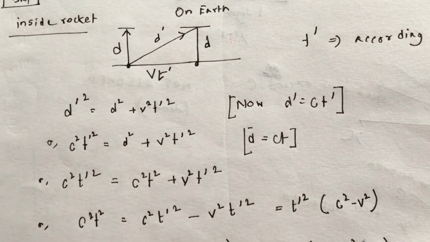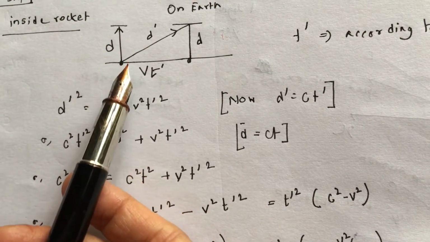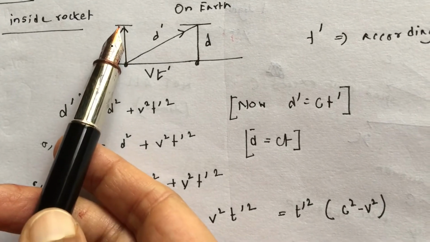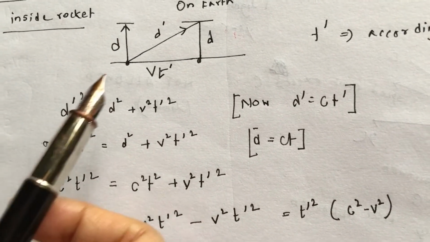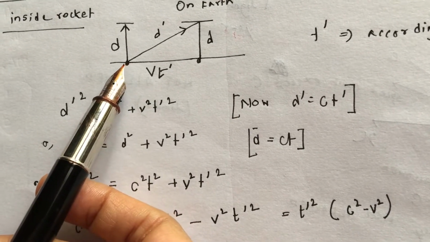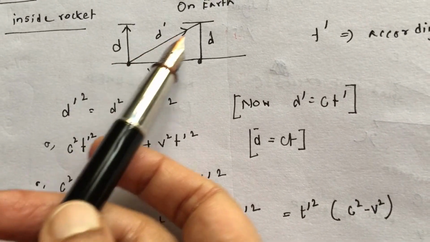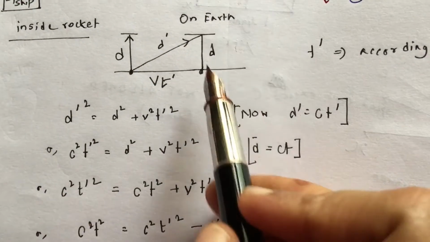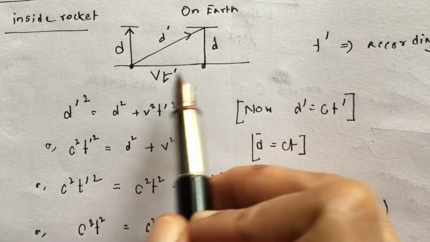So here is the scenario. This is the first mirror, the distance between them is d. This is the upward motion as seen by the observer on the spaceship, but the observer on Earth will see that the light is going like this. Suppose this distance is d and this is d prime.